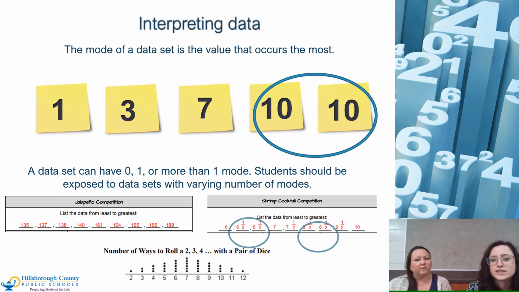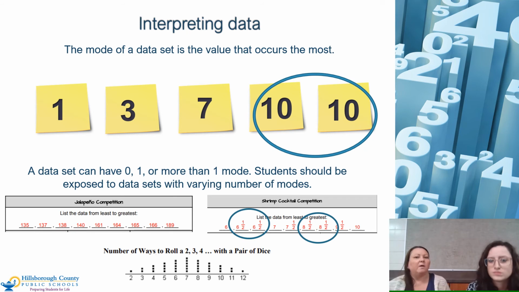Right, and then if you look in this one, there are actually 2 numbers that are considered the mode because they occur the most. And I think something else to consider, the data can be displayed different ways. Like initially we have it on a post-it note, then we have it in a table or a list, and then we even have it in a line plot. You can determine the mode any different way that it's represented. Absolutely.